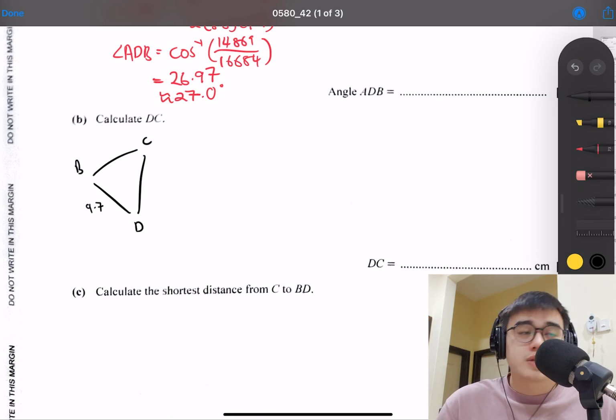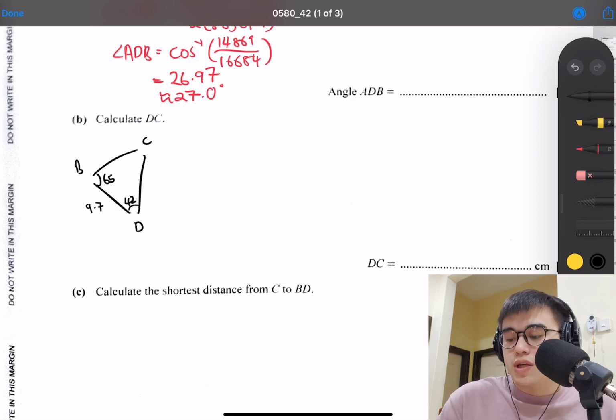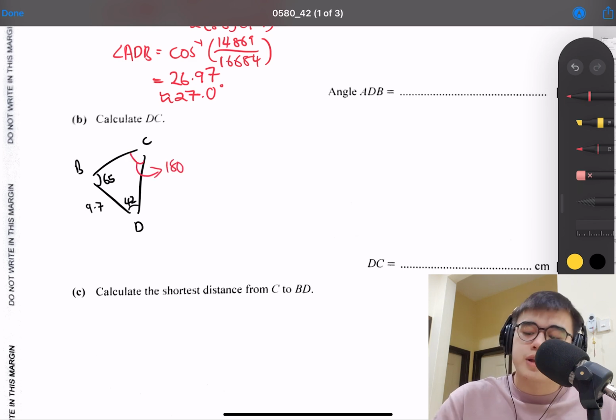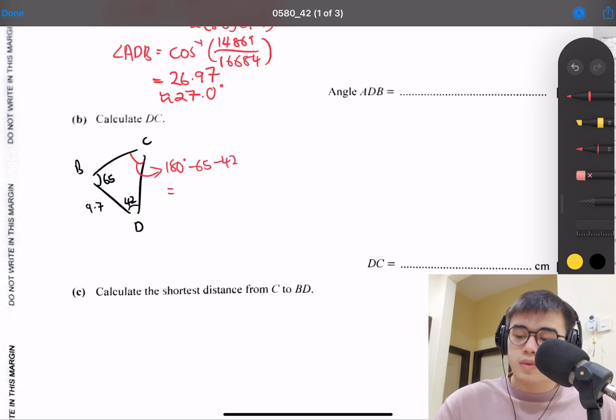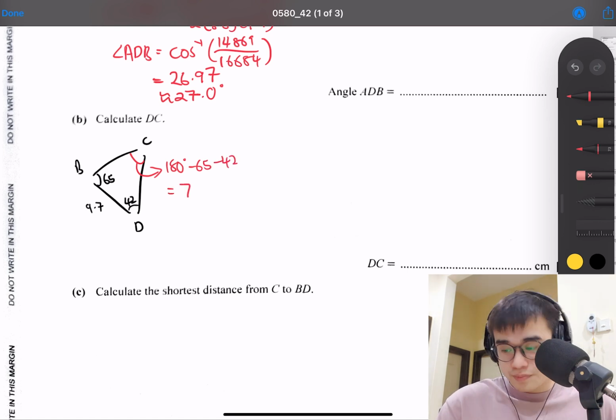So over here, they gave us 42, while the top will be 65. This thing here, obviously, is the interior angle of a triangle. So 180 minus 65 minus 42, you should be getting your answer as 73.